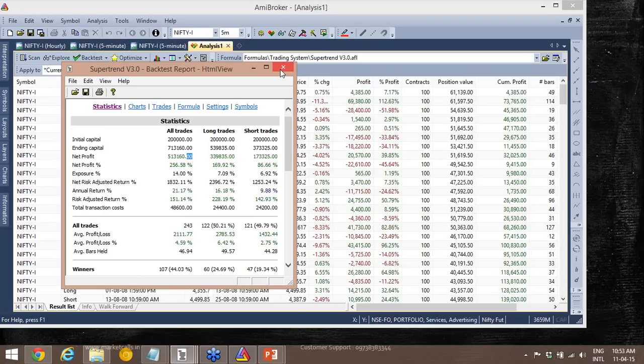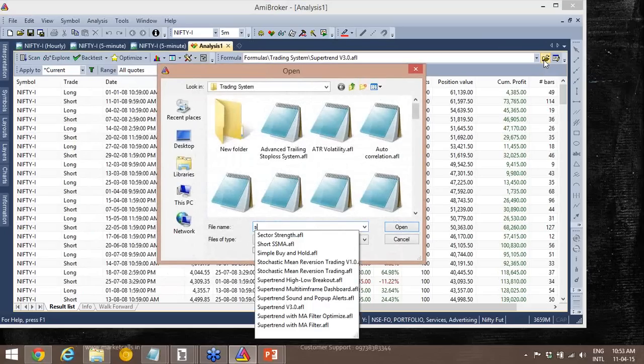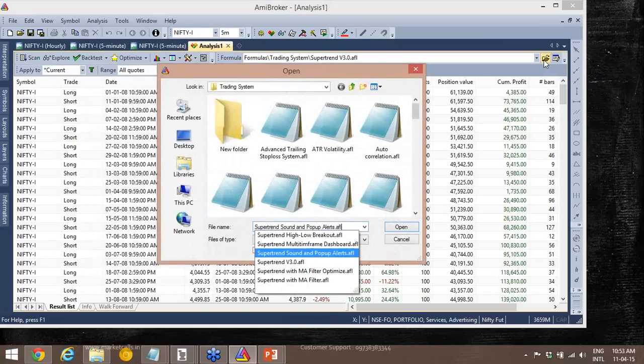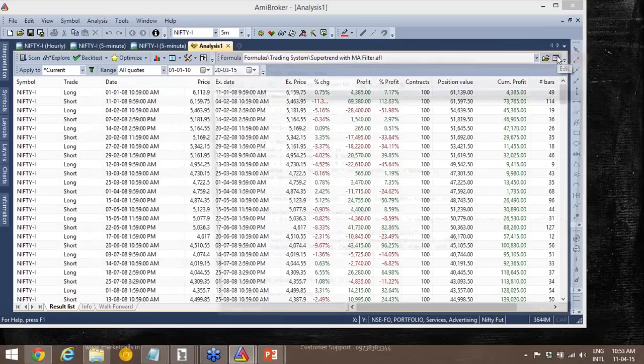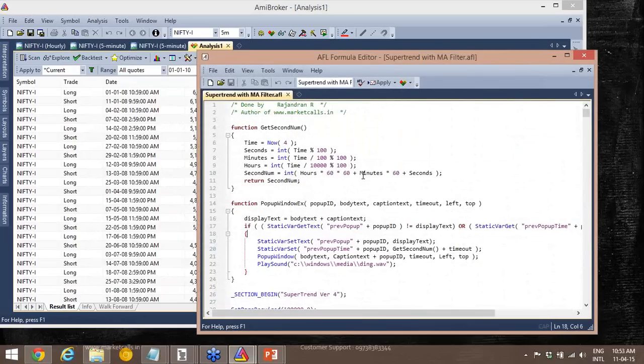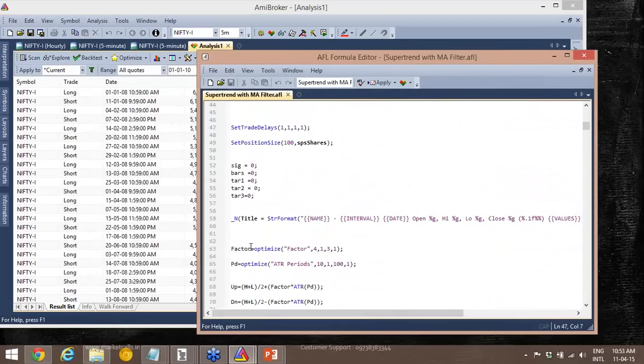Okay, fine. Now we're done with the comparison of Supertrend version 3.0. Now let's look into Supertrend version 4.0. In my system, I named it Supertrend Filter. Let me look into the position sizing settings here in the code. The default values remain the same, 4 and 10. All the other logic remains the same. The trade delays are 1, 1, 1, and the position size is 100. So everything is perfect here for backtesting.